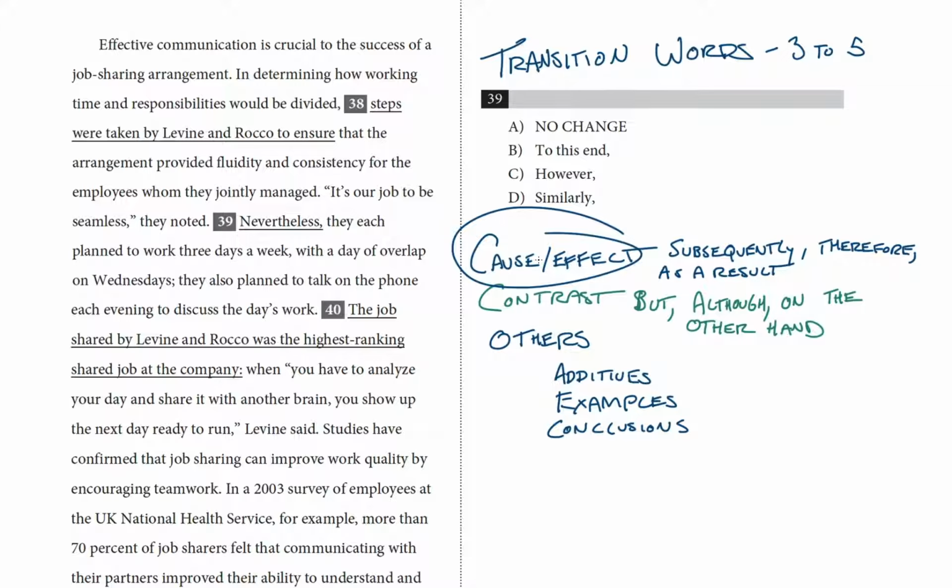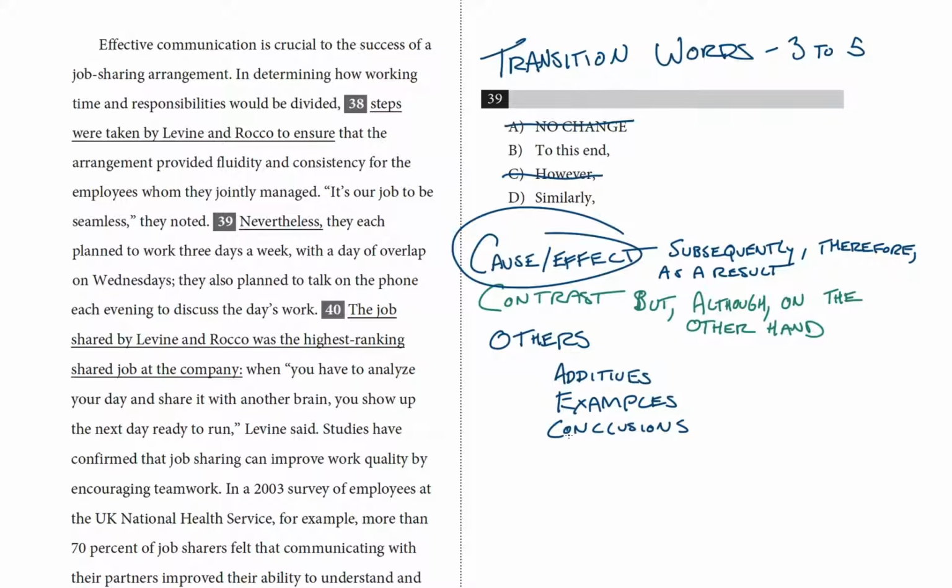With our prediction made that we're looking for a cause and effect transition, let's head over to the choices. Okay, A, no change, which is "nevertheless." "To this end," "however," "similarly." These are our choices. Let's cut them down to size. So we've identified the purpose of the transition, which is to say, the desire to be seamless job sharers causes this set of behaviors. It's cause and effect, and therefore it's not "nevertheless," because "nevertheless" is a contrast transition. And now that we know that we're not looking for a contrast transition, we can knock out not only no change, but "however" as well.